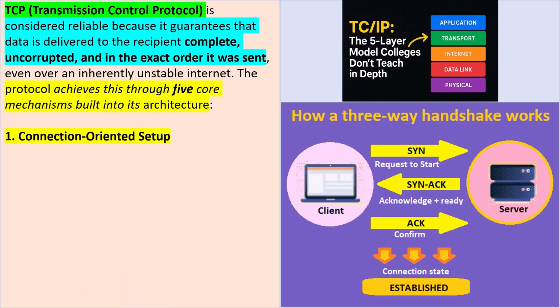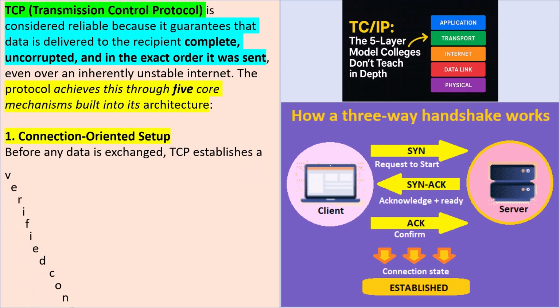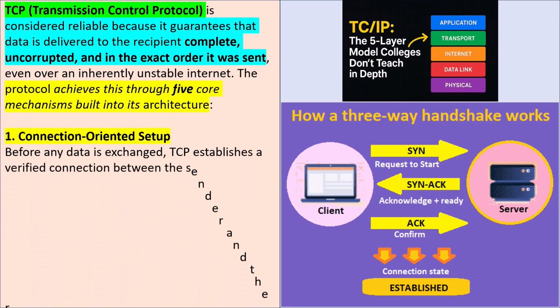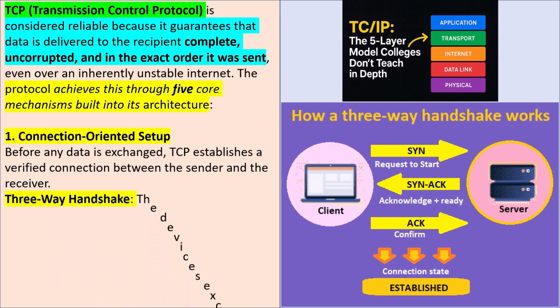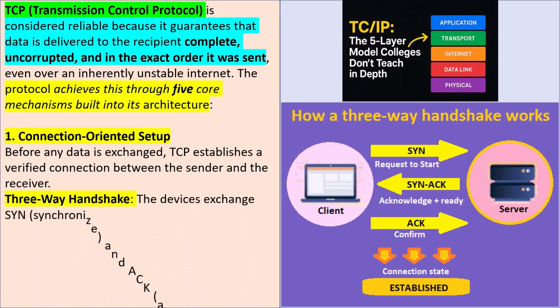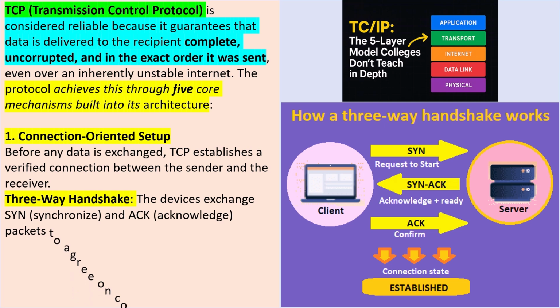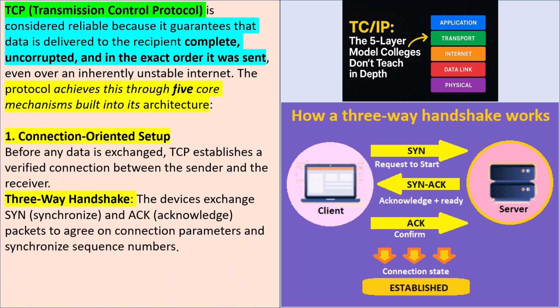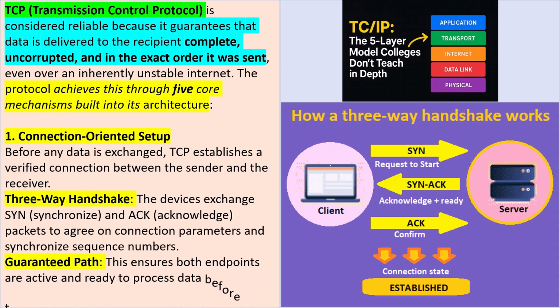1. Connection-oriented setup. Before any data is exchanged, TCP establishes a verified connection between the sender and the receiver. 3-way handshake. The devices exchange SYN, synchronize, and ACK, acknowledge, packets to agree on connection parameters and synchronize sequence numbers. Guaranteed path. This ensures both endpoints are active and ready to process data before transmission begins.